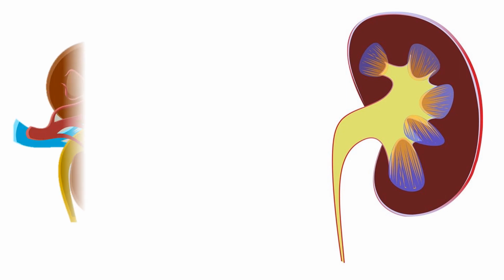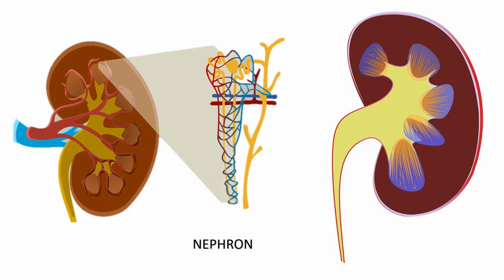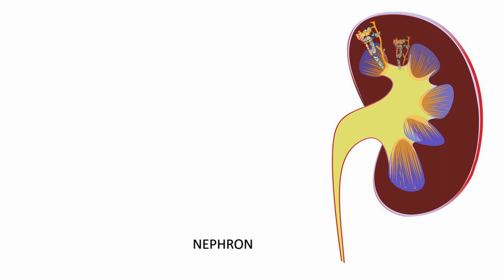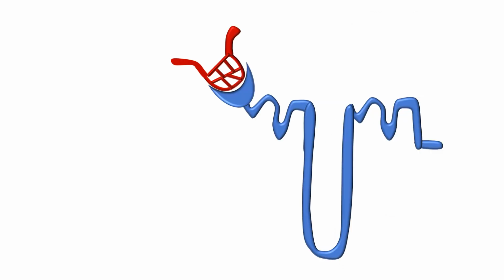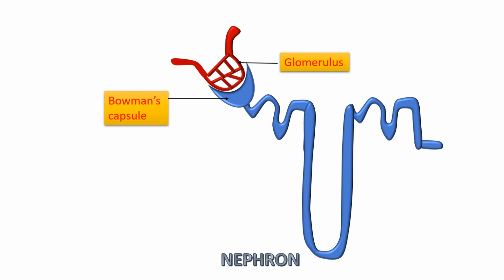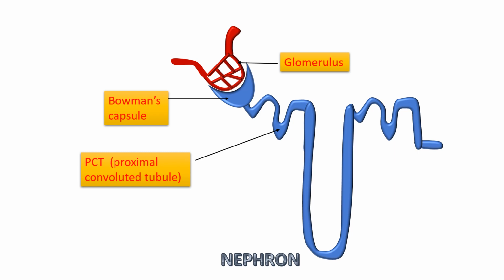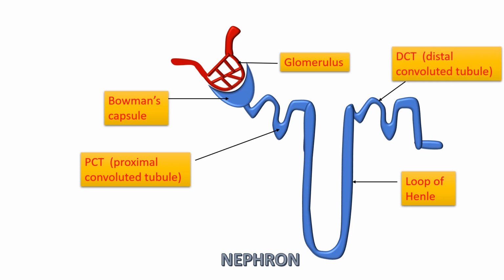This work in the kidney is done by a small structural and functional unit called the nephron. There are millions of nephrons present inside each kidney. The structure of the nephron contains a tuft of capillaries called the glomerulus, which is located in a cup-shaped structure called Bowman's capsule, which is followed by a tubule called the proximal convoluted tubule, the loop of Henle, and the distal convoluted tubule. The PCT, the loop of Henle, and the DCT together make the renal tubule.